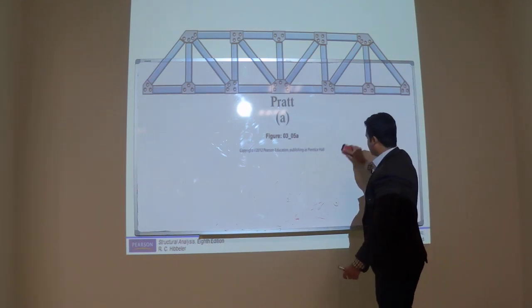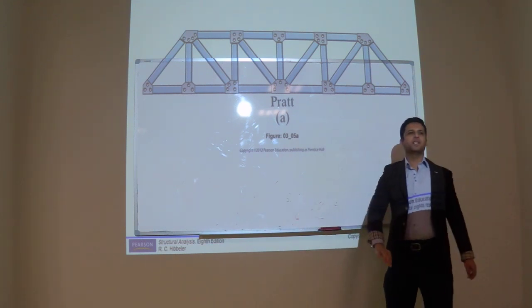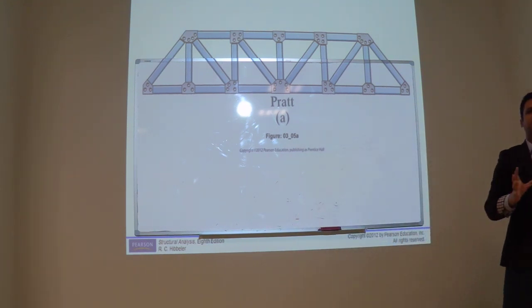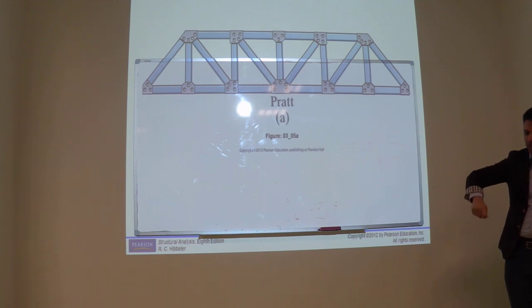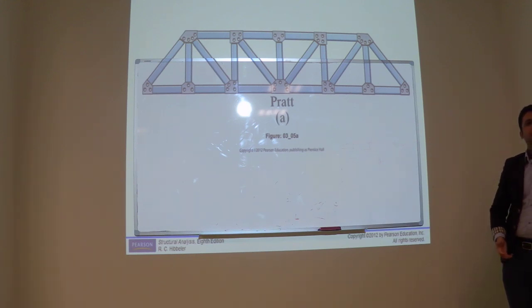To solve a truss is very easy, but to make a truss is very difficult. These structures are very difficult to make because they have a lot of fabrication and a lot of connection details. You have to cut the members, make the locations of the bolts, and then assemble these members on site. So it's not that easy.